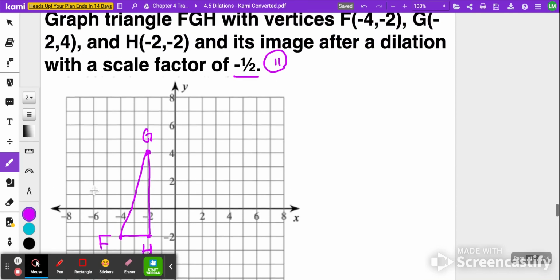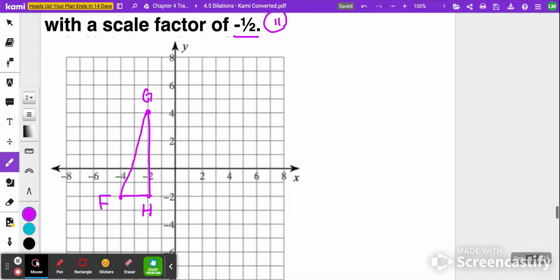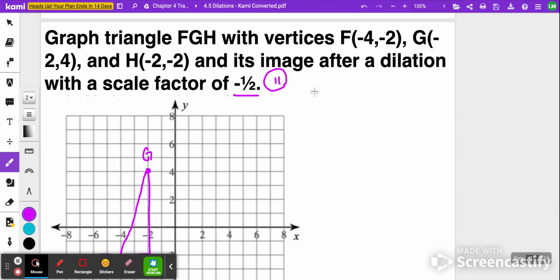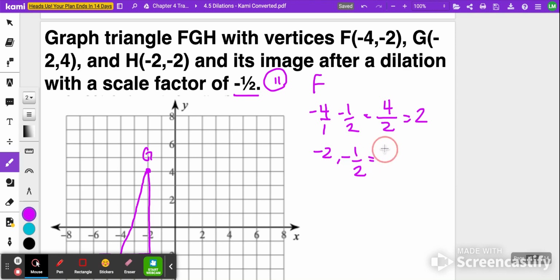Okay, so here is our original figure FGH with the given vertices. Now what we need to do is apply the scale factor of -1/2. That means we would take point F and say -4 times -1/2 and -2 times -1/2. When we do this, we end up with a positive number now, 4 over 2, which is equal to 2. So whenever we're multiplying by -1/2, it's just like dividing by -2.